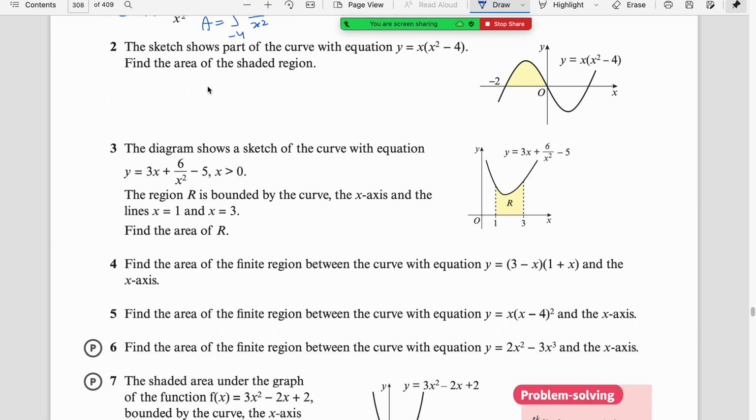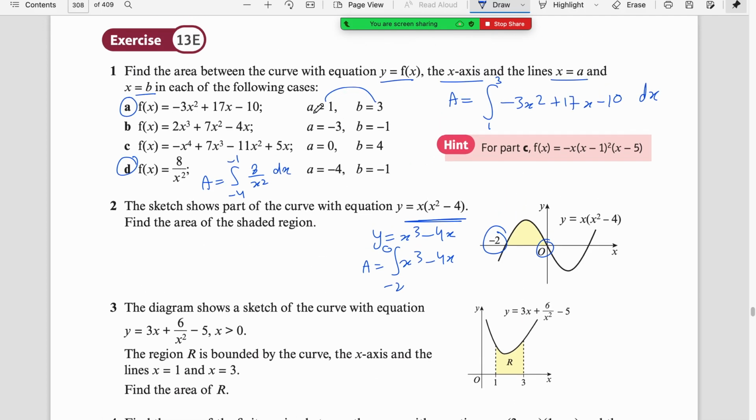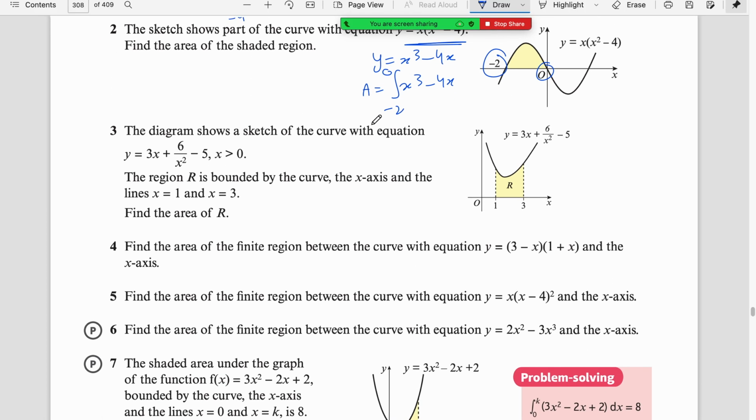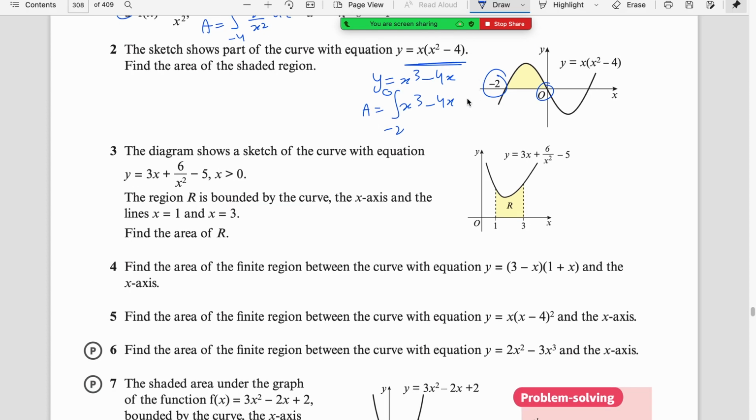Look at question number 2. The sketch shows part of this curve. Find the area of the shaded region. So y is equal to x cube minus 4x. Now what do we do? Integrate x cube minus 4x from -2 to 0. What's the difference? It was given in the question in writing form. Now this is given in graphical form. So what should we do? Just integrate: x to the 4 over 4 minus 4x square over 2, upper limit minus lower limit, that's it. Simplify and state the answer.